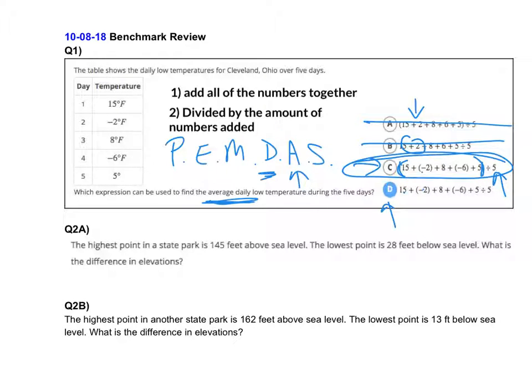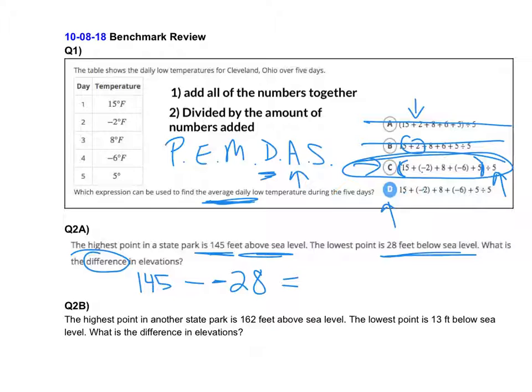And now let's look at question 2A. The highest point in a state park is 145 feet above sea level. So I'm just going to underline that, and it's above sea level, so we know it's going to be a positive 145 that we're working with. The lowest point is 28 feet below sea level, so we'll highlight that, and that's going to be negative 28. Now they want to know what is the difference in elevations, and when they say difference, they're asking us to subtract. So we have 145, and we're going to subtract a negative 28.